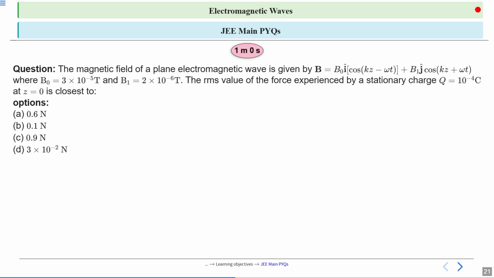Okay, they have mentioned a stationary charge, which means there will not be any magnetic force experienced by that charge because the charge is stationary. Only the electric force can be experienced by that charge. So what amount of electric force will be experienced, and what electric field is there due to the magnetic field? We will first calculate the electric field in that region, then calculate the force experienced by the stationary charge, and the RMS value of that force. That means we require the RMS value of the electric field also at z equal to 0. So options are 0.6 Newton, 0.1 Newton, 0.9 Newton, or 3 into 10 to the power minus 2 Newton. I will give you some time to solve it.